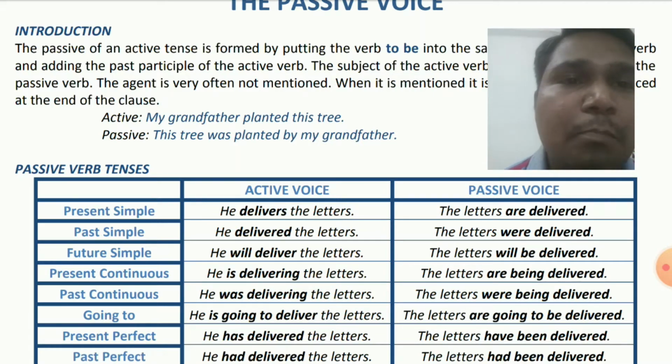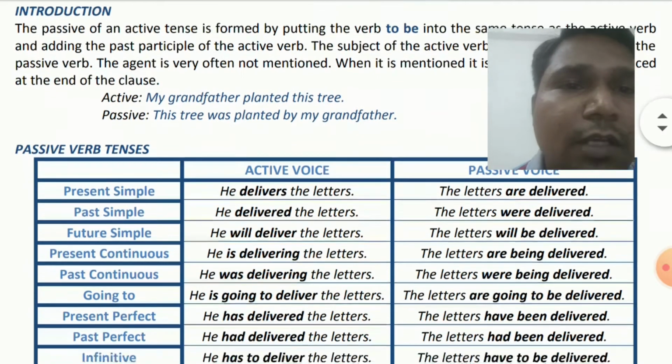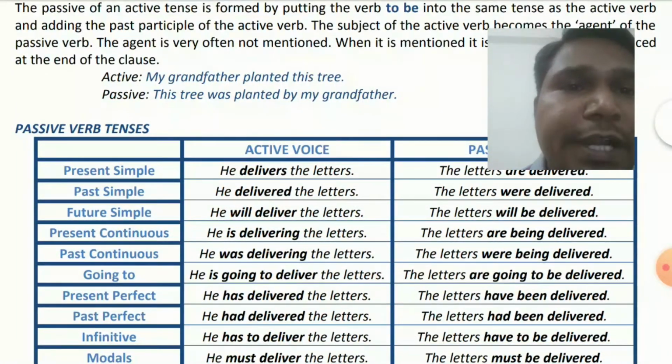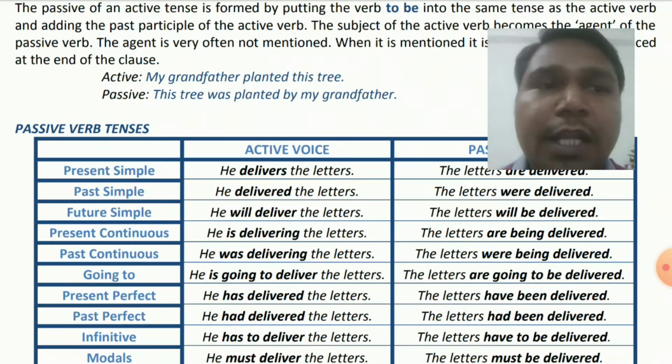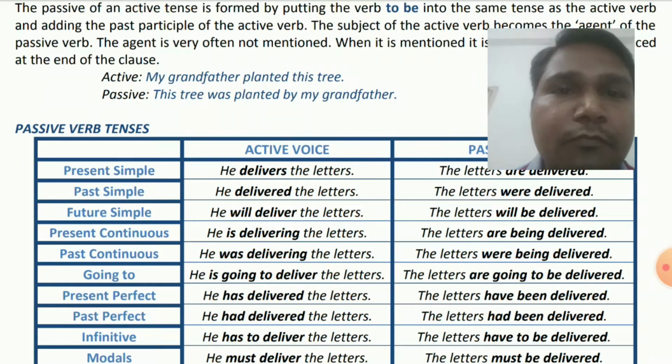Second is simple past tense. He delivered the letters. Delivered is the second form of the verb. The passive of the sentence is: The letters were delivered by him. Third is simple future tense. He will deliver the letters. The passive is: The letters will be delivered by him.